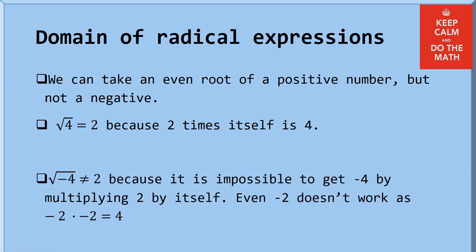But the square root of negative 4 does not equal 2, because it is impossible to get negative 4 by multiplying 2 by itself. Even negative 2 doesn't work, as negative 2 times negative 2 is positive 4.